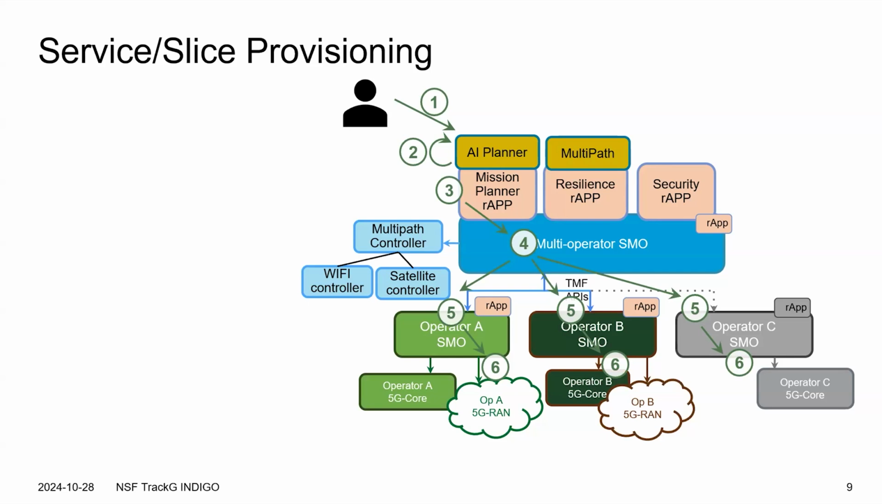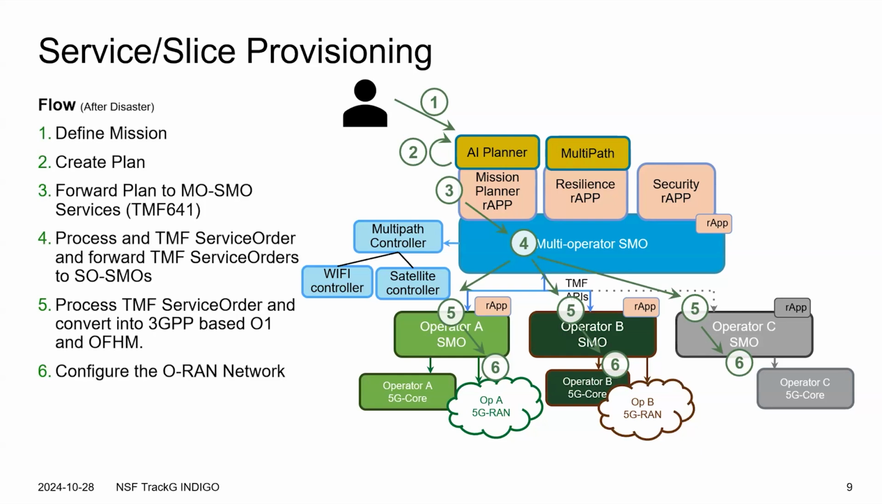Then once the AI planner has created a plan, which basically is a list of tasks, all these tasks will be converted into TMF APIs so that they can be sent as one task for all the operators which are available here. It goes as one service request in a TMF API to the multi-operator SMO. Maybe you can click again.